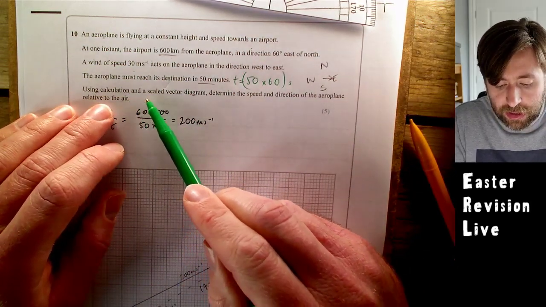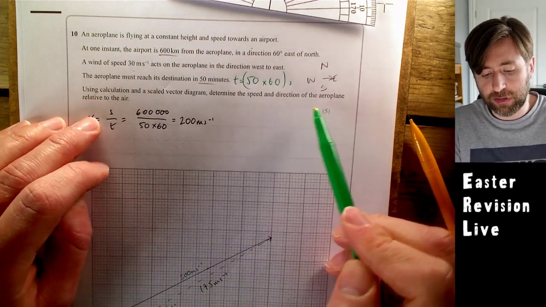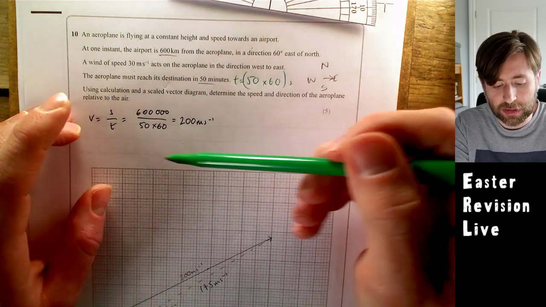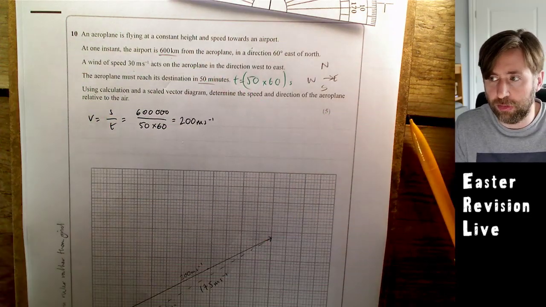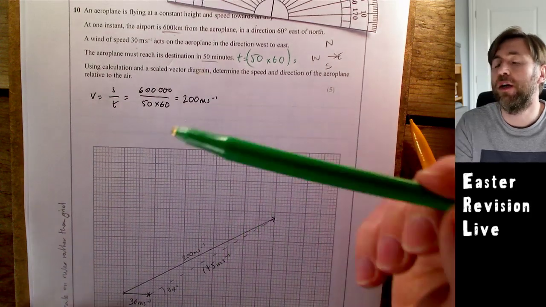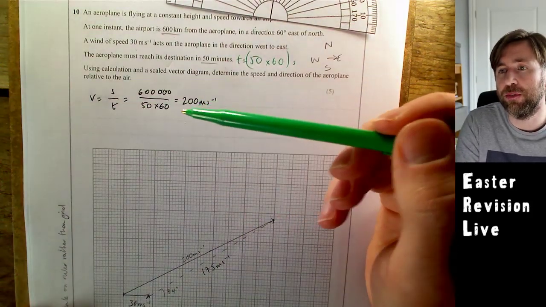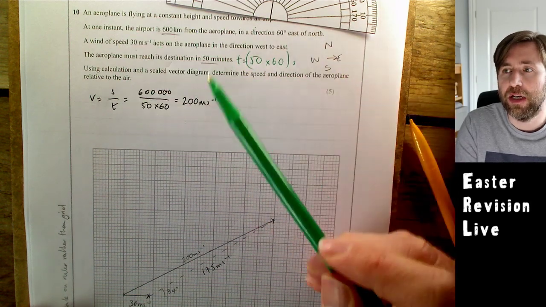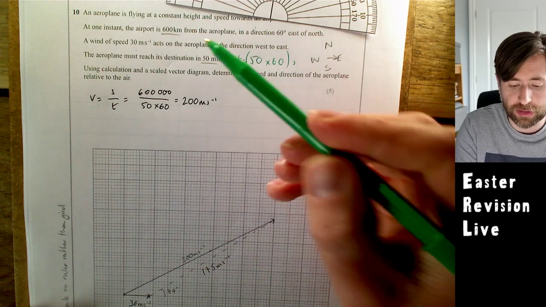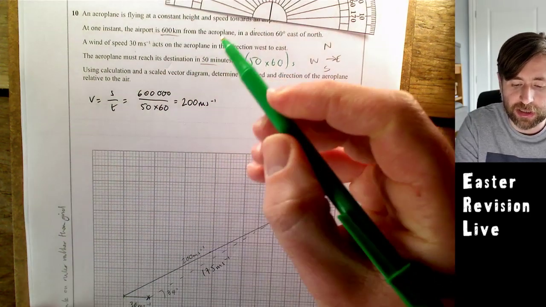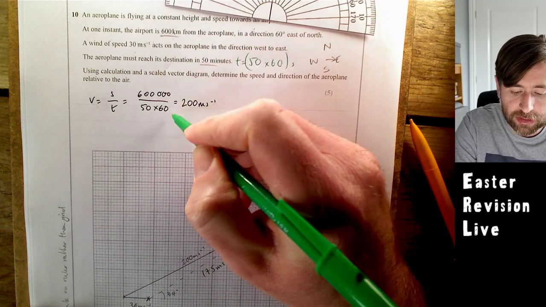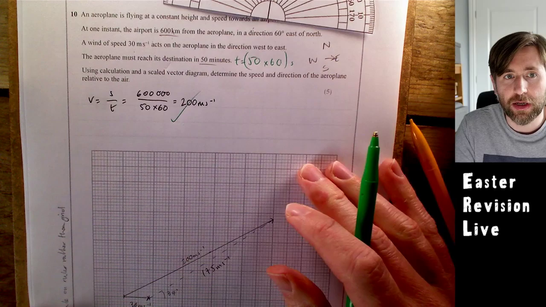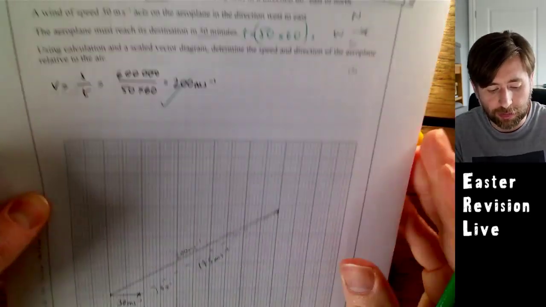Using calculation and the scaled vector diagram, determine the speed and direction of the airplane relative to the air. Now, there's a whole lot of thinking to do before you get to this final answer, but you can make sure you pick up a mark: you've been given a distance and you've been given a time, so work out a speed. You actually get a mark just for working out that the speed it needs to go at is 200 metres per second, making sure you convert into metres and into seconds. So you just get a mark for doing distance over time there. Make sure that you do these things, you pick up marks where you can.